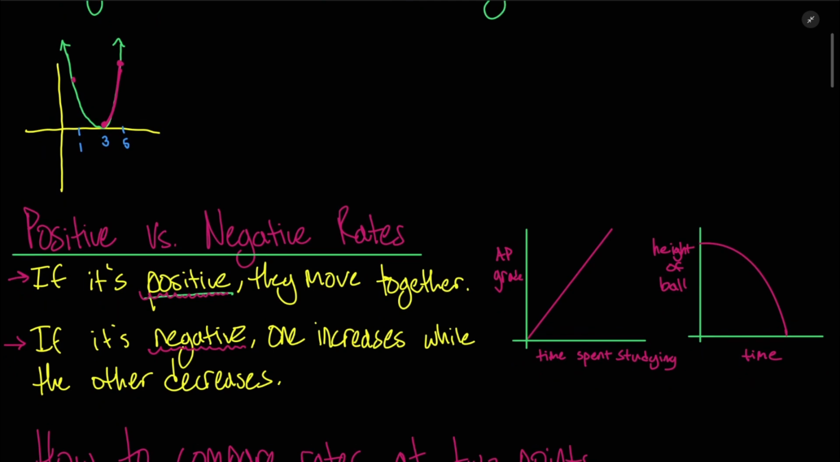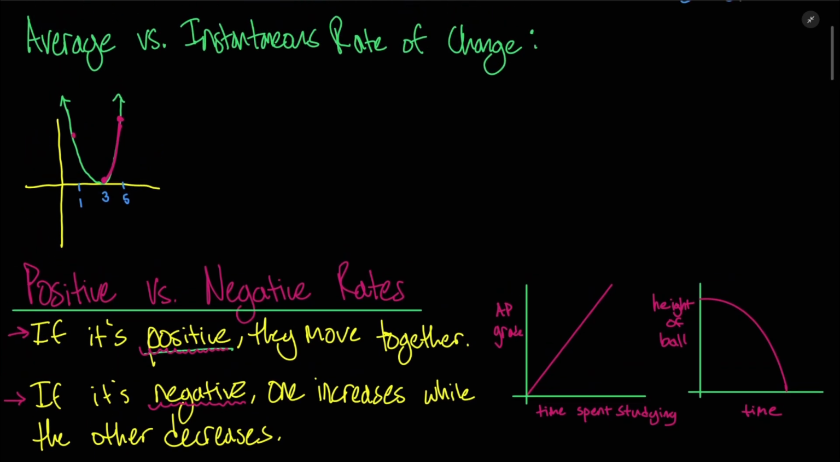Let's talk about positive and negative rates, because you're going to see that. So if the average rate of change is positive, both quantities are going to move together. All right. And they either both increase or they both decrease. So here I have two example graphs on the side. So I just made this up, AP grade and time spent studying. Sometimes it doesn't always work like that, but here's a sample graph.